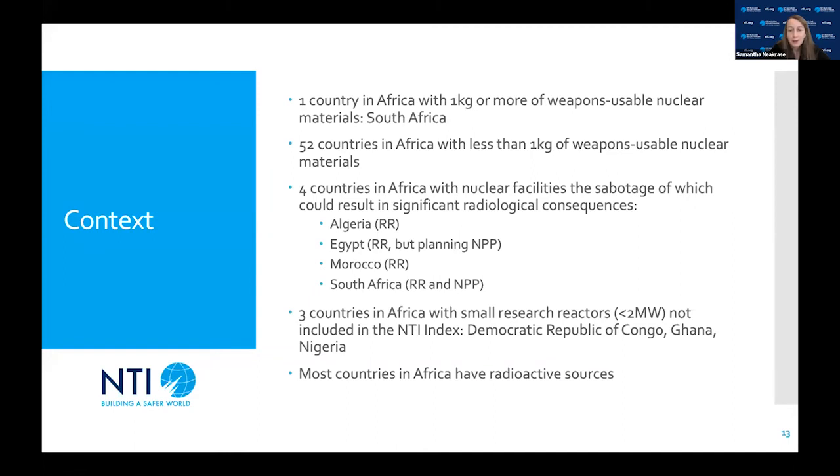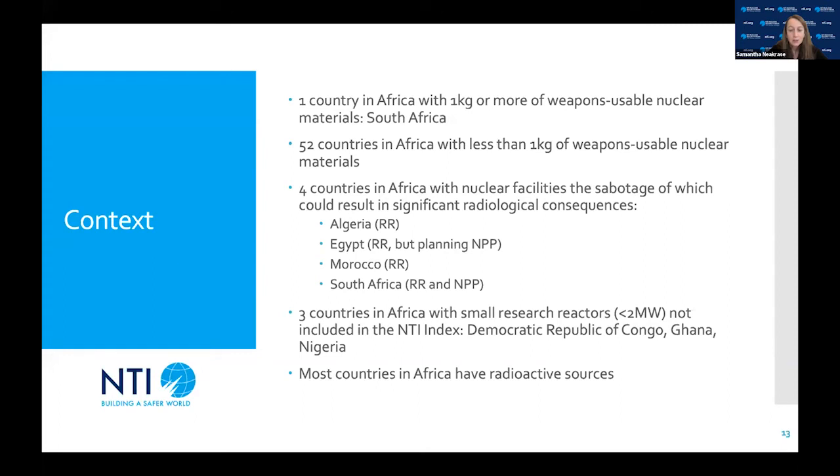There are 4 countries in Africa that have nuclear facilities that, if an act of sabotage occurred, could lead to a significant radiological consequence. And those are listed here. Algeria has a research reactor, Egypt, a research reactor, but potentially planning a nuclear power reactor. Morocco, a research reactor, and South Africa has both a research reactor and a power plant.